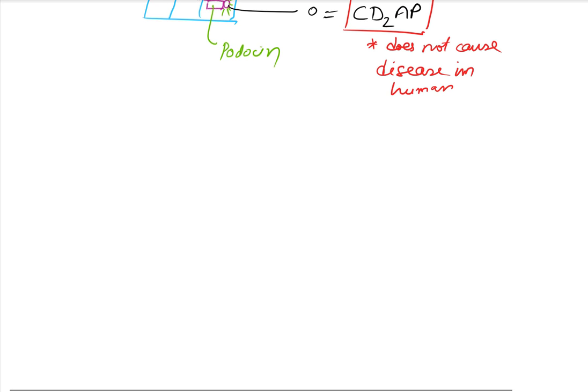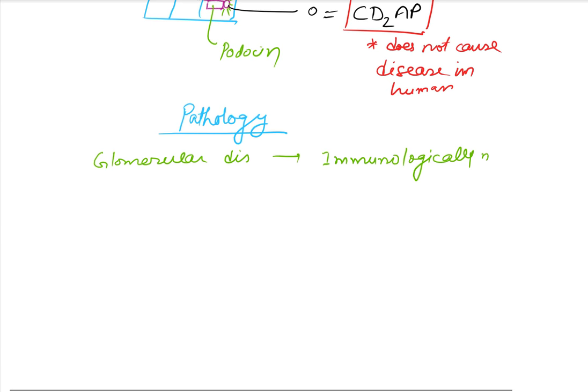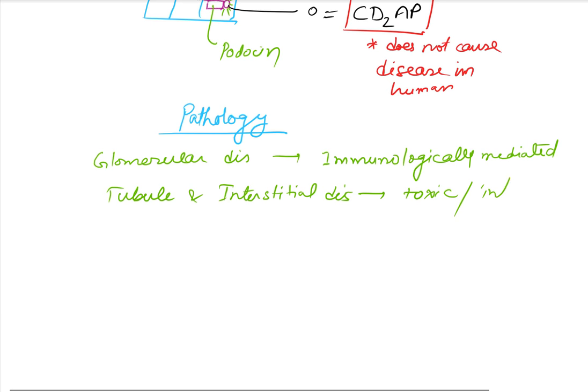Now, moving ahead to pathology. How does the disease develop? So basically, glomerular diseases are immunologically mediated, and tubular and interstitial diseases are caused by toxic or infectious agents. So moving ahead, we have the pathogenesis.